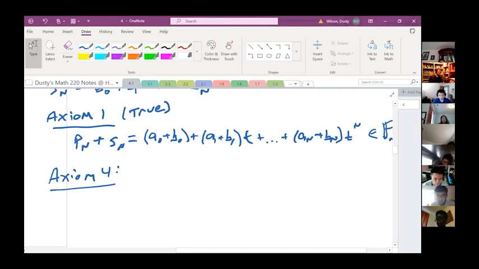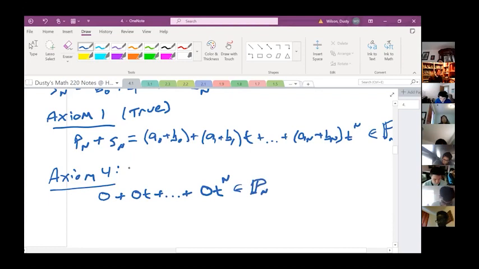So you've got, I actually like the way Evan wrote it. So you'd have 0 plus 0t plus dot, dot, dot, plus 0t to the n. This is the 0 polynomial, and it certainly is in Pn. So axiom 4 holds. It's also true. Maybe let's look at axiom 6.